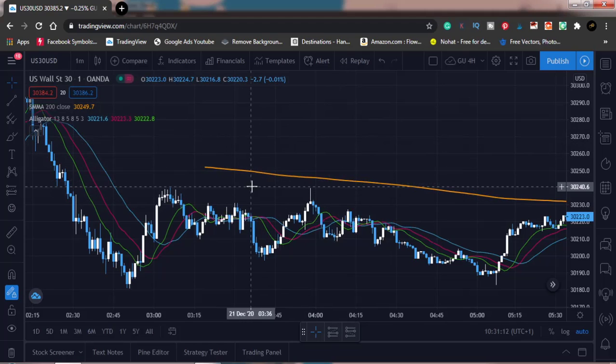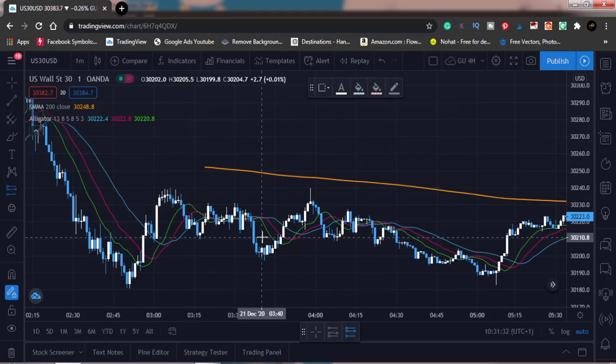Remember, I target a 1 to 1.5 risk-reward ratio. So when I lose 10, if I win, I get 15. So that's the way it works. It's simple. All I need to do now for this one is to set one.